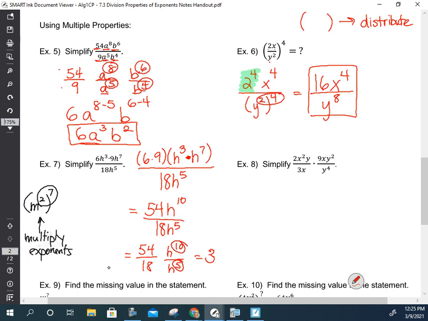Subtract them. 10 minus 5? 5. 10 minus 5 is 5. That's it. Problem's over.